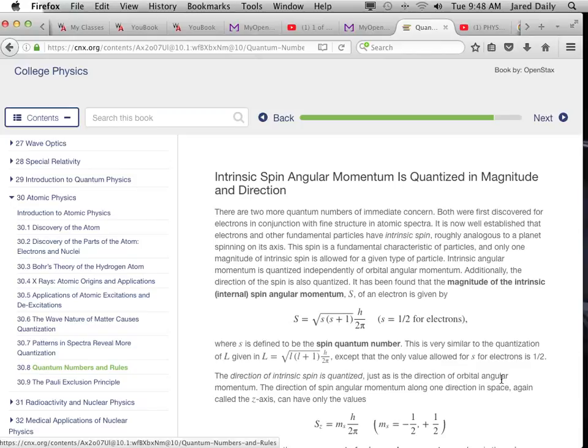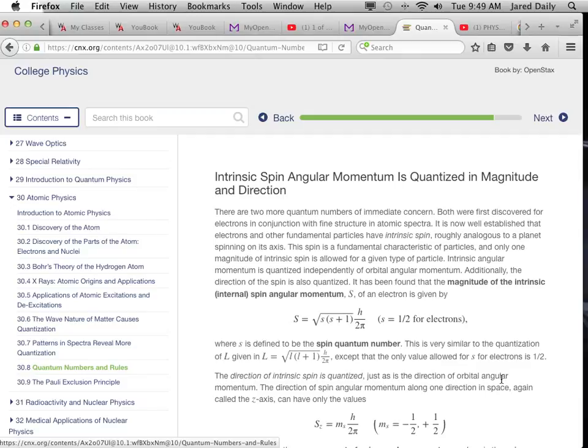So for n equals 1, you can have L equals 0, and you have to have m sub L equals 0. However, for the spin of the electron, you always have s equals 1/2. So if n equals 1, then L can be equal to 0 and m sub L can equal 0. That's a possible state. But there's a splitting here because s always equals 1/2, and that means that m sub s can equal either 1/2 or negative 1/2.